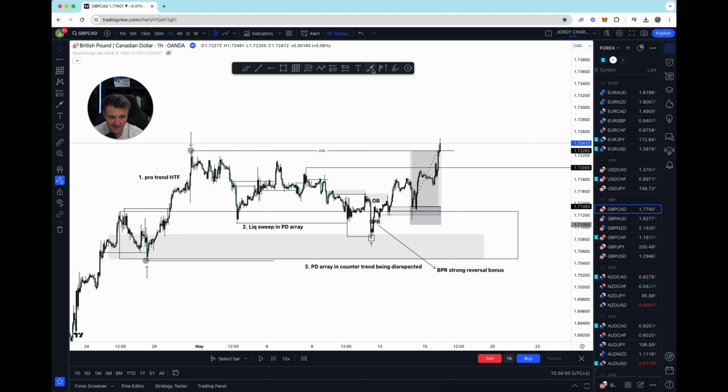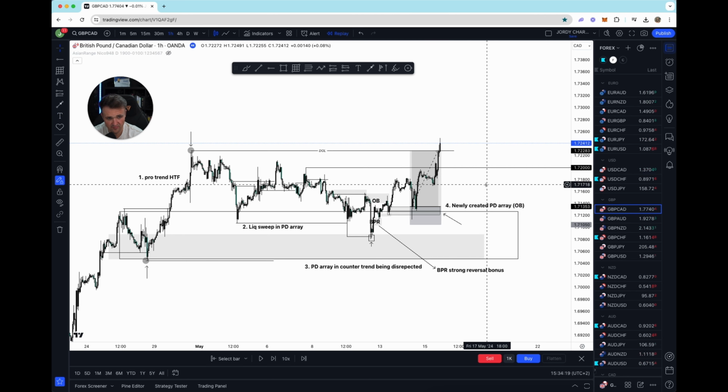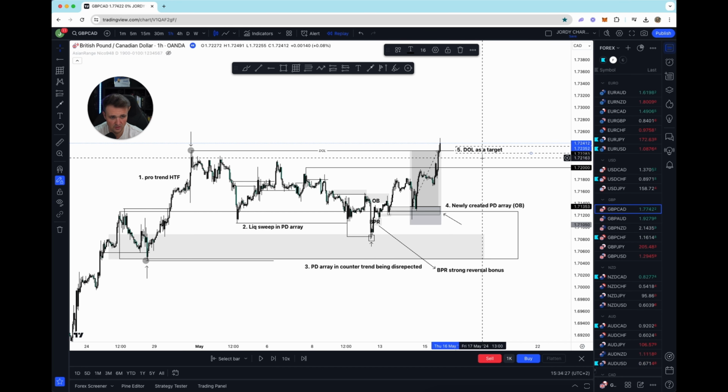And then at the end, we have our entry right here, which is the one for executing, which is a newly created PD array. In this case, it's an order block where we are entering again in discounted price range. And then the last one, finally, we have as a target our daily draw on liquidity.